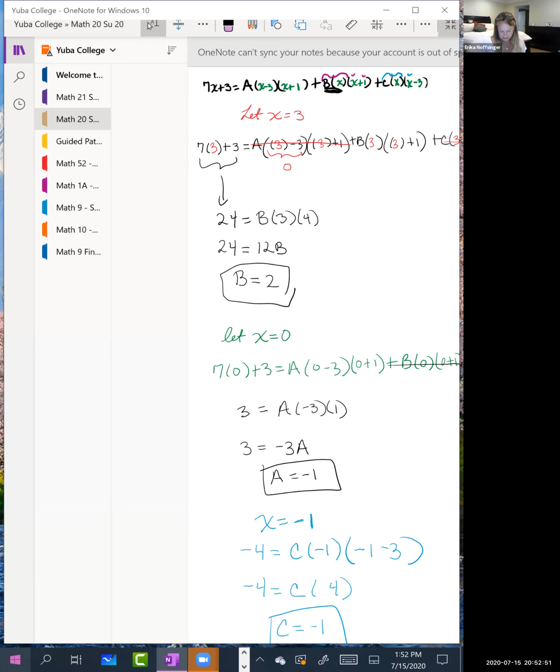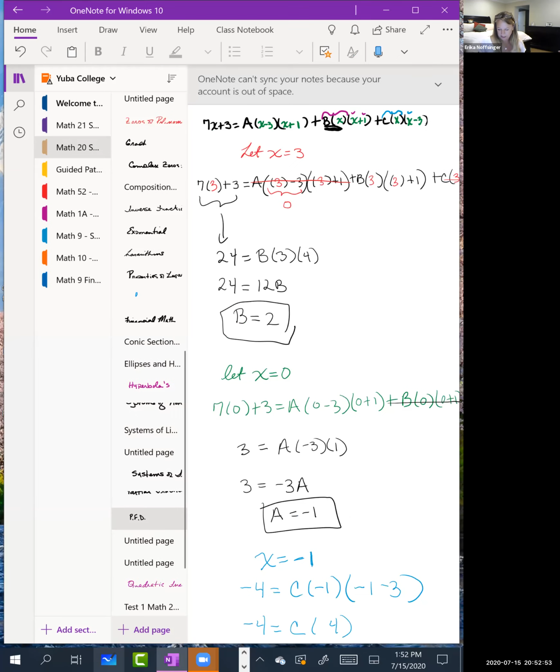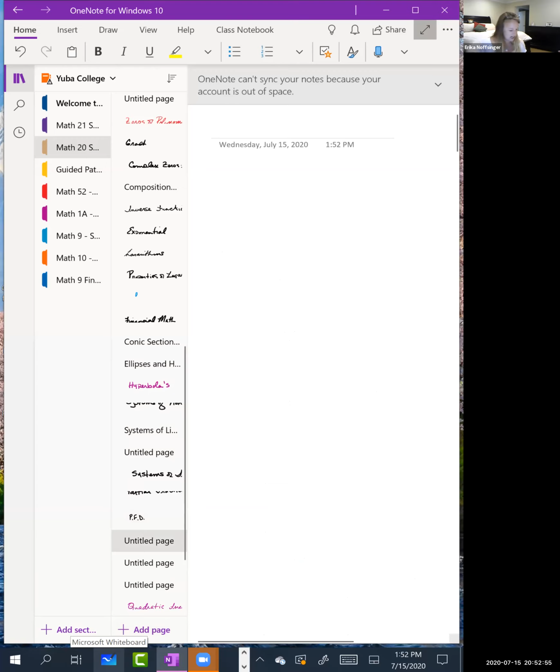Okay. I don't like it when my pen gets skinny. So just giving myself a new page kind of deletes that problem. Let's see, what else do we want to do?